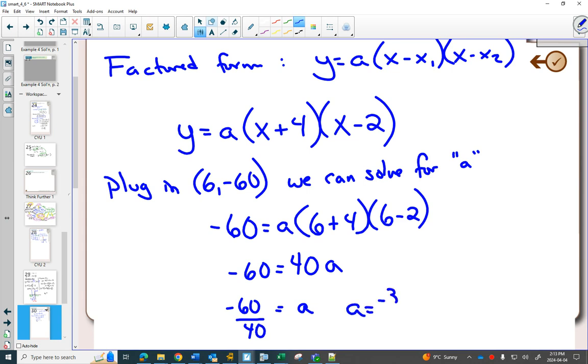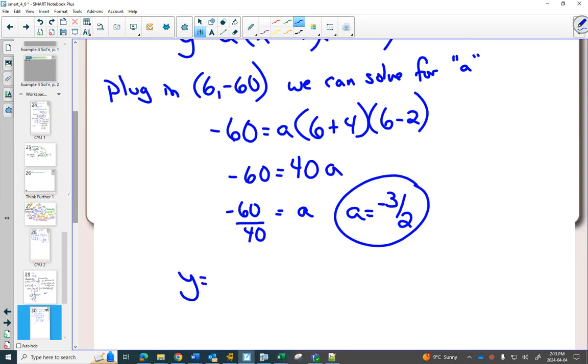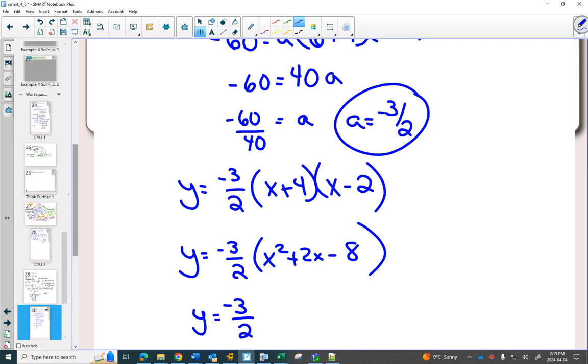This reduces to -3/2. So my complete factored form now is -3/2 (x + 4)(x - 2). But the question says, can you write this in general form? And so now, for general form, I need to multiply this all out. I would probably first FOIL this, giving me x squared plus 2x minus 8. And then I would distribute my -3/2.